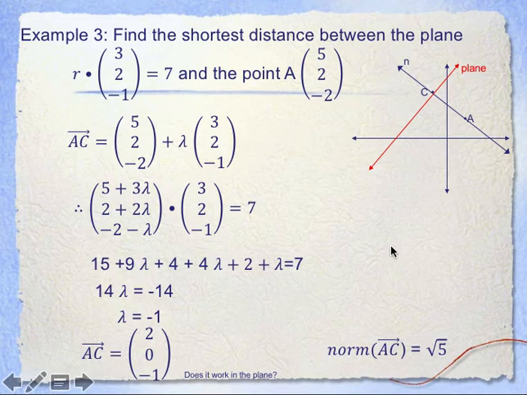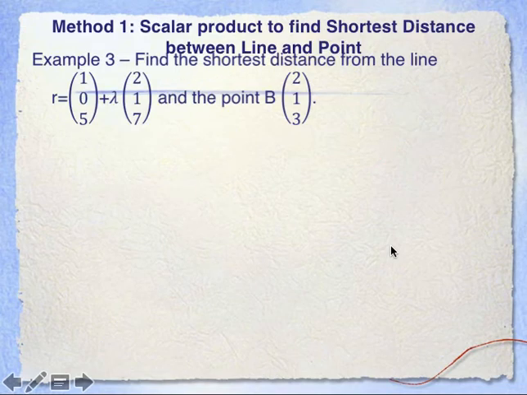Our next two examples, we're going to do the same question in two different ways. Now what we're looking at is the distance between a line and a point. So still 3D vectors, but now we've just got a line equation and a point. First method we're going to use is scalar product, and the second method is going to be cross product. So, excuse me. Okay, so we've got this line and point B.